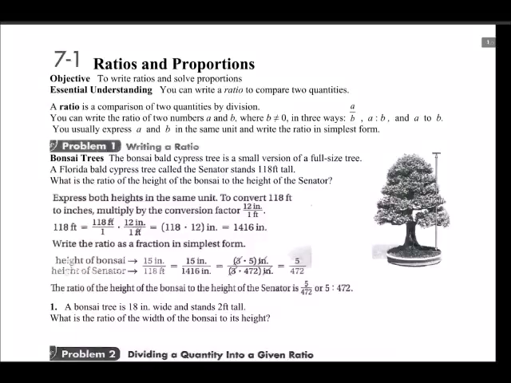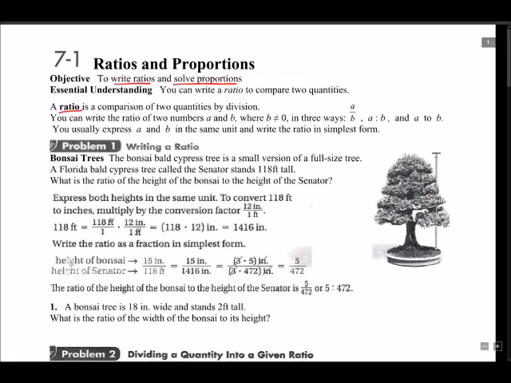7.1 Ratios and Proportions. So this should be a review. I believe that ratios and proportions, you started doing them in earnest probably in 6th or 7th grade math. And our objective in this lesson is to write ratios and solve proportions. Start out with some vocabulary.